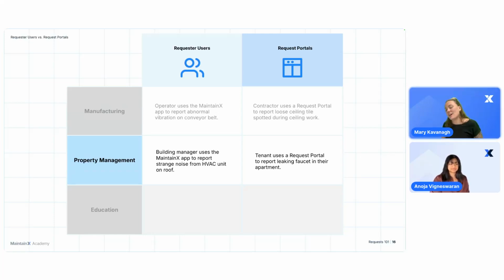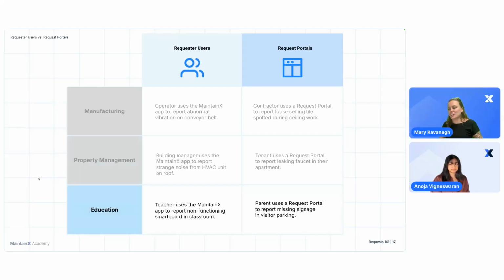However, if we are thinking about our tenants, maybe they use a request portal just to report a leaking faucet in their apartment. You're not going to want all your tenants to be part of MaintainX, nor are they actually going to go to the trouble of accepting the invite, right? So giving them a request portal, just an easy way to put in anything that's wrong, is going to save you a lot of emails for sure.